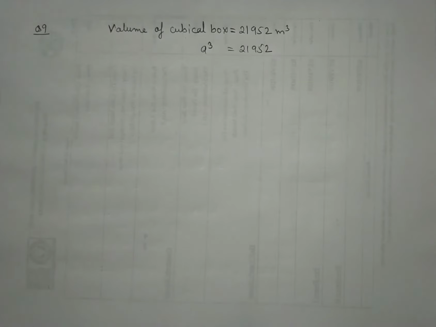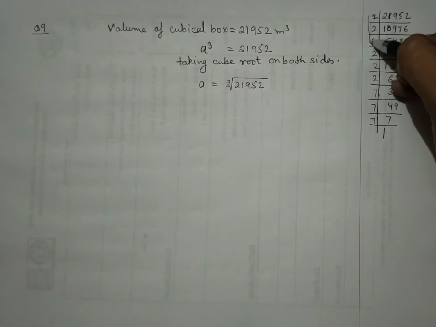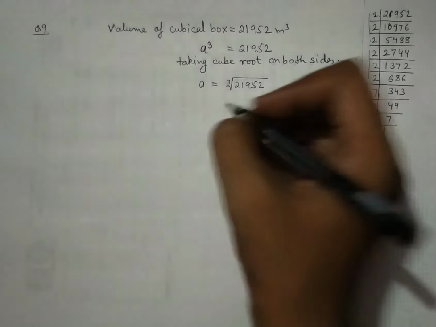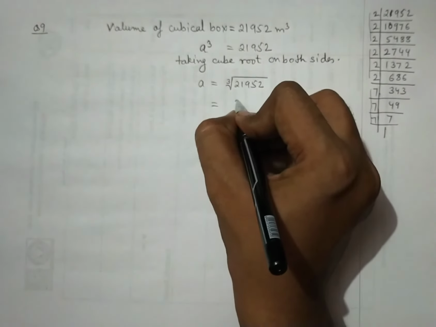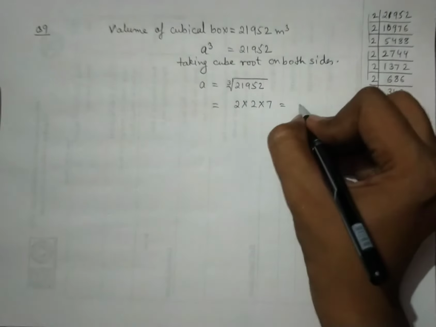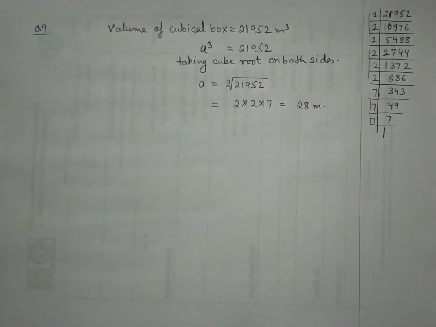Now to get the value of a, we are going to take the cube root on both of the sides. We get a equals to the cube root of 21,952, and here we have got the factors of this number. We can see we are having the triplets of 2, 2 and 7, so this can be written as 2 into 2 into 7, and that is equals to 28 meter. So the length of the side of the box is 28 meter.